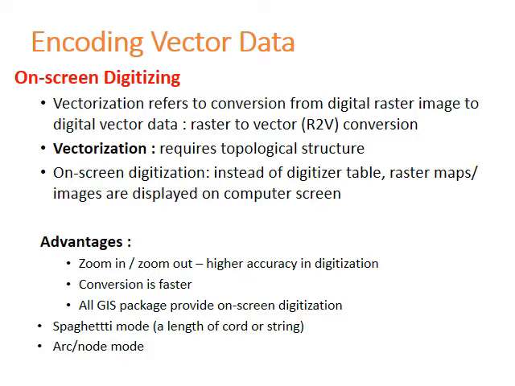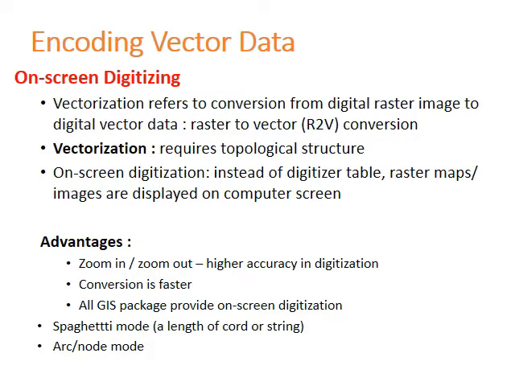In this method, the source data is scanned and then brought into the GIS environment, and then you use the mouse to digitize on the screen and convert the raster image into the digital vector format, which is called raster to vector conversion. And this vectorization requires the topological structure. Instead of a digitizer table, we use a computer screen. Hence it is called on-screen digitization.